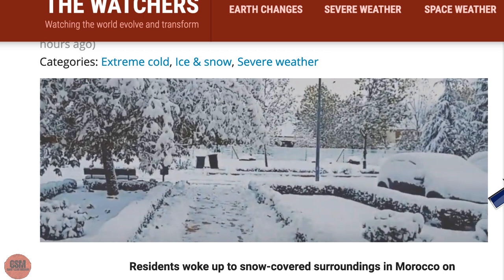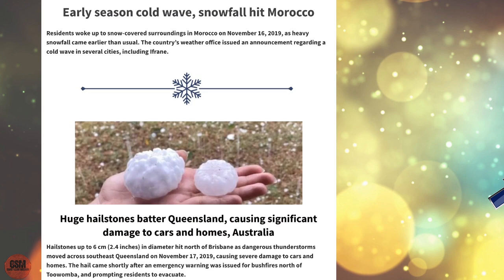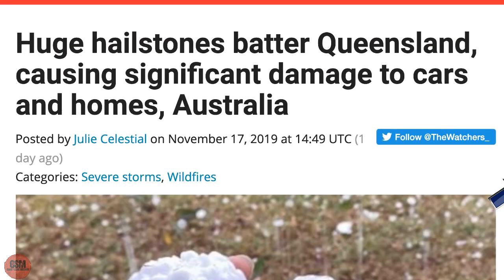So what was happening there is happening here, just like we've been told, and it's happening. Always watch what's going on in Australia. There's spring right now. Woo! Let me tell you why I'm doing the Ric Flair woo. Huge hailstones batter Queensland, causing significant damage to cars and homes in Australia. This was in Queensland, by the way. So Austria and Australia made the headlines tonight.